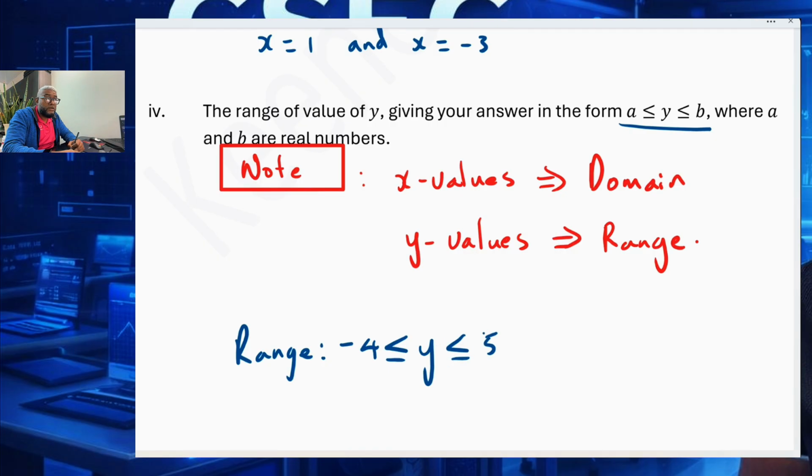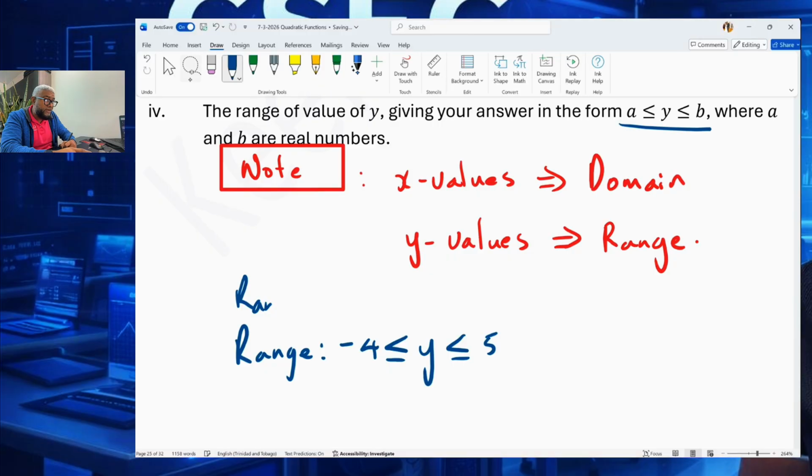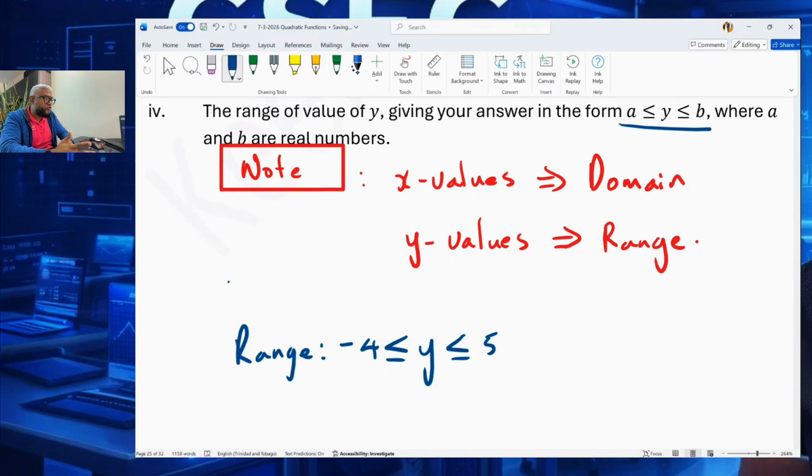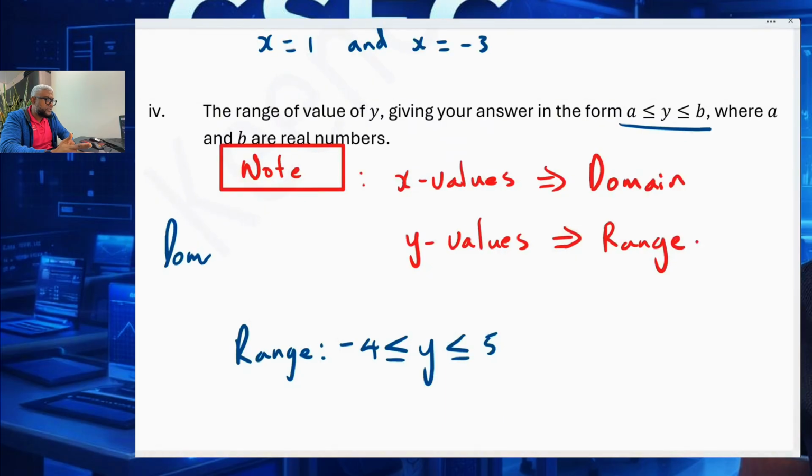You understand domain and range now. They didn't ask you for the domain here, but your domain was negative 4 less than or equal to x less than or equal to 2.